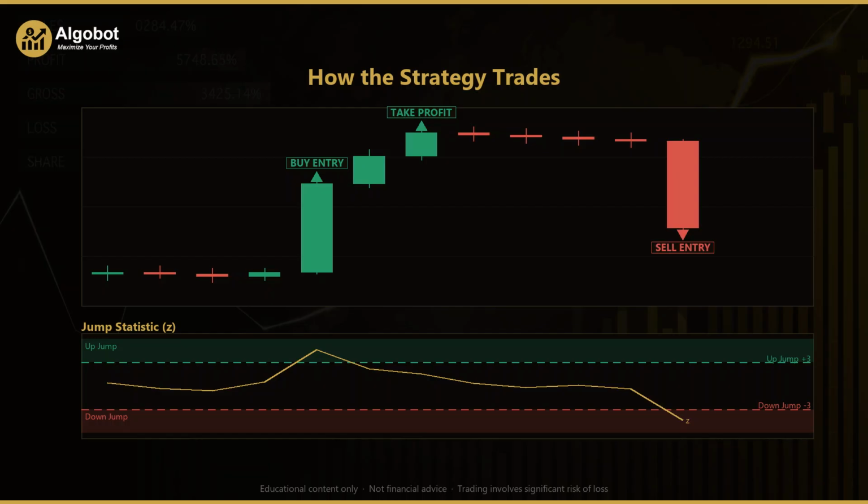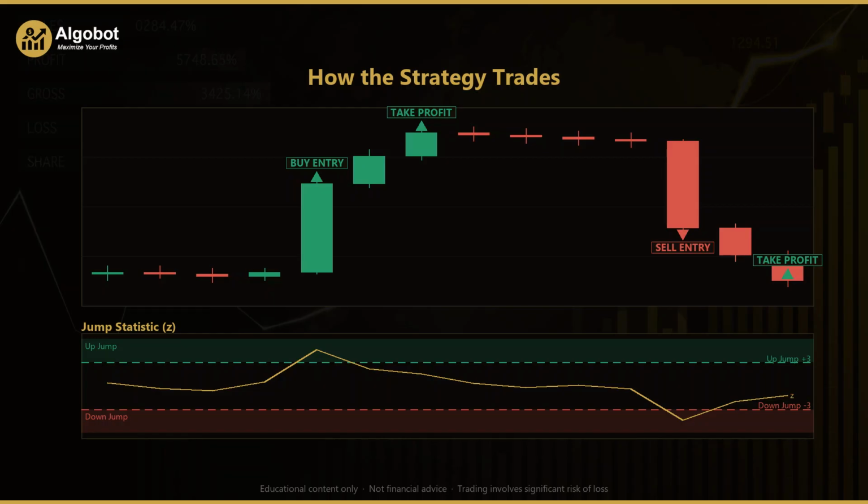Then the mirror image unfolds. A large bearish candle appears, dropping sharply in a single bar and dwarfing the quiet candles around it. In the subpanel, the jump statistic plunges down through the -3 line and deep into the lower band. Again, the move comes with a matching surge in tick volume above the confirmation multiple, so the strategy treats it as a real downward jump. The sell entry marker appears, and the strategy enters short, once more in the direction of the jump.